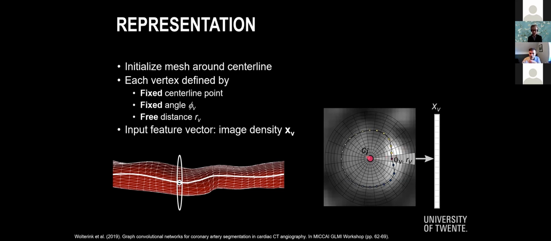So if you look at this cross-section here of the vessel, you see that there is some calcium here that we want to exclude from the lumen.